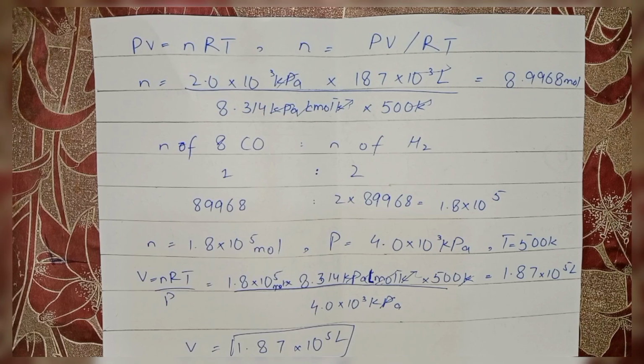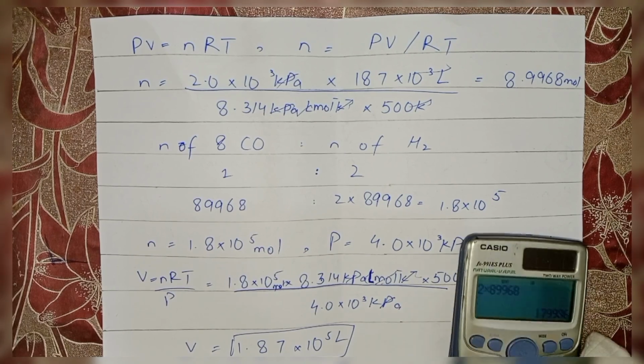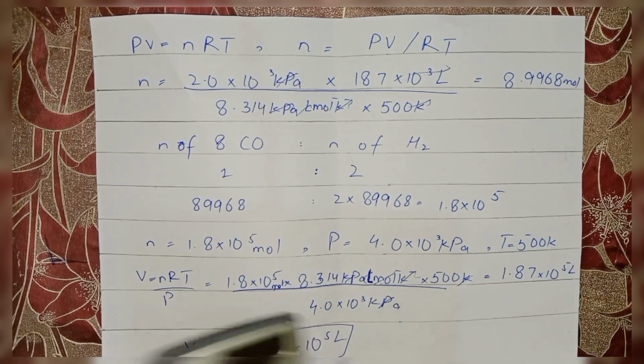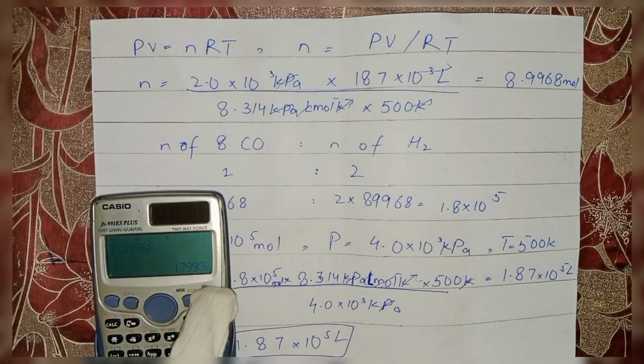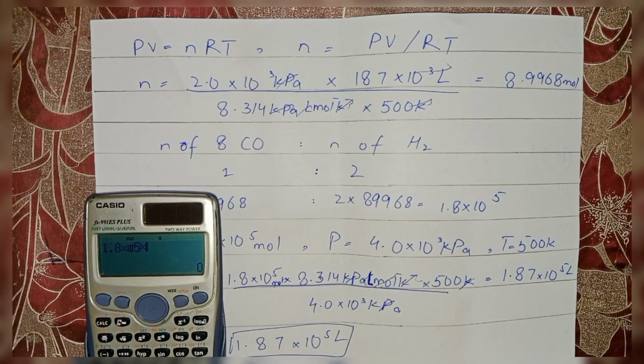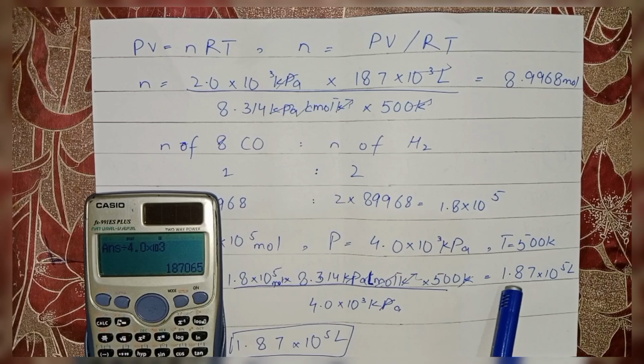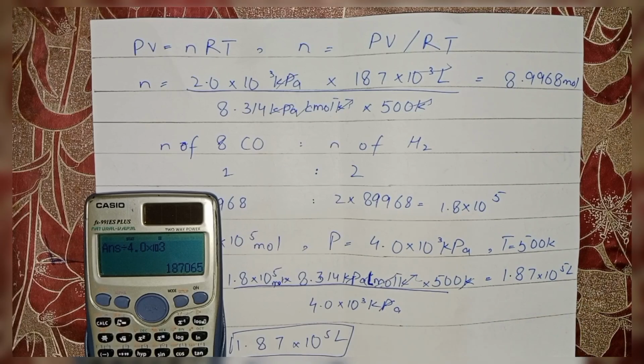Now for this equation, 1.8 into 10 raised to the power 5, into 8.314, into 500, divided by 4.0 into 10 raised to the power 3, and the answer is 187,065. We can write it as 1.87 into 10 raised to the power 5 liters.